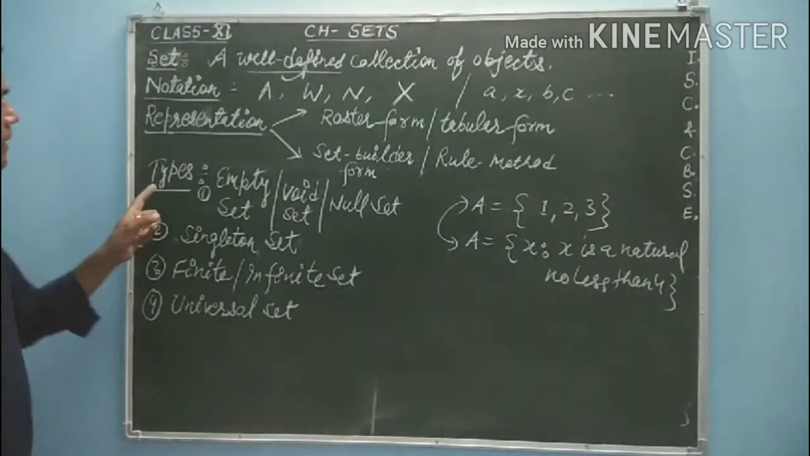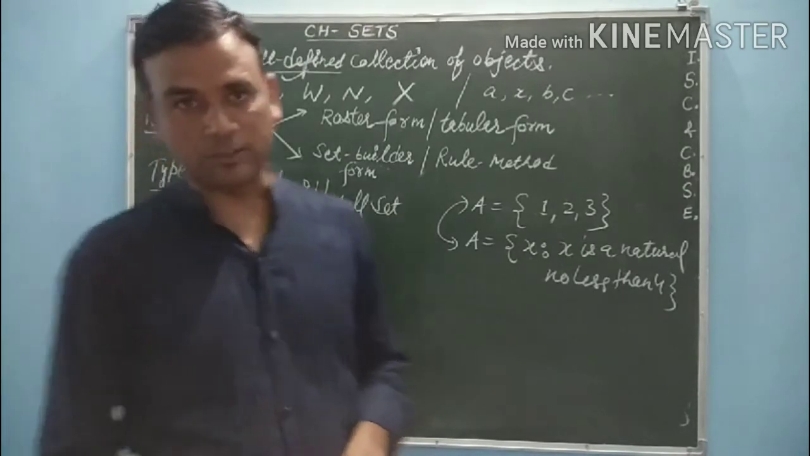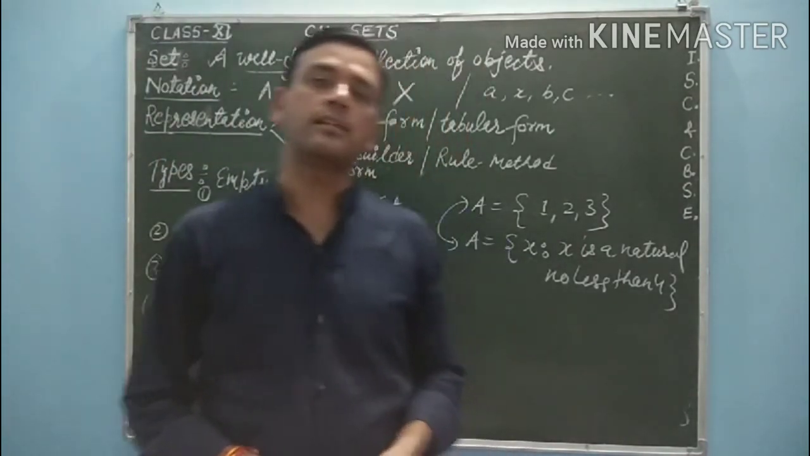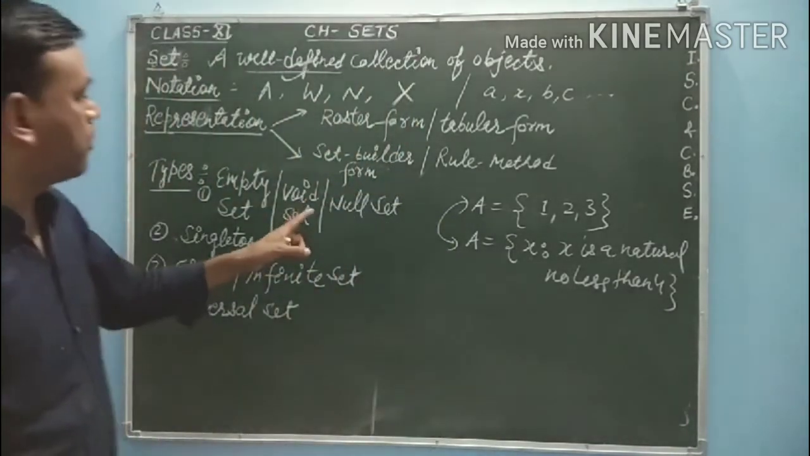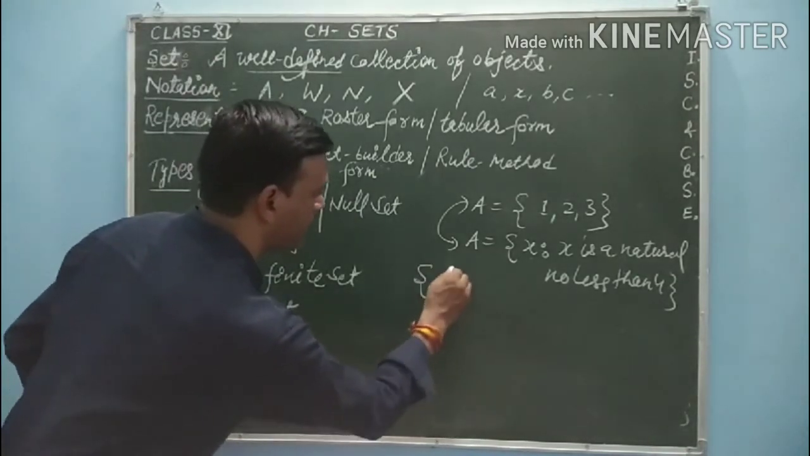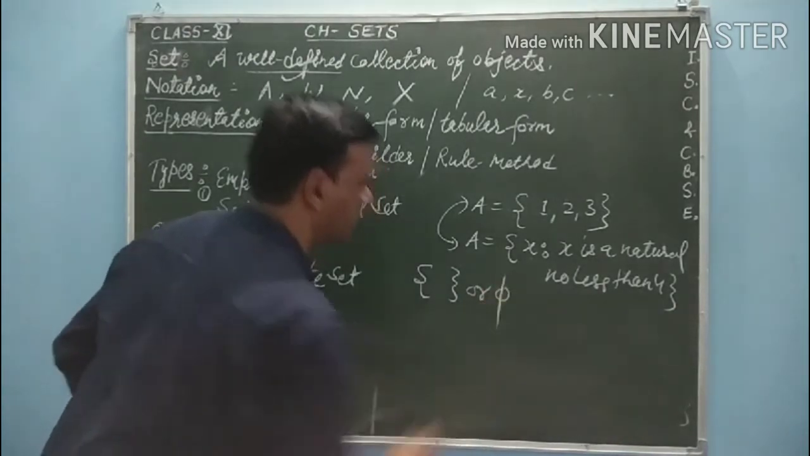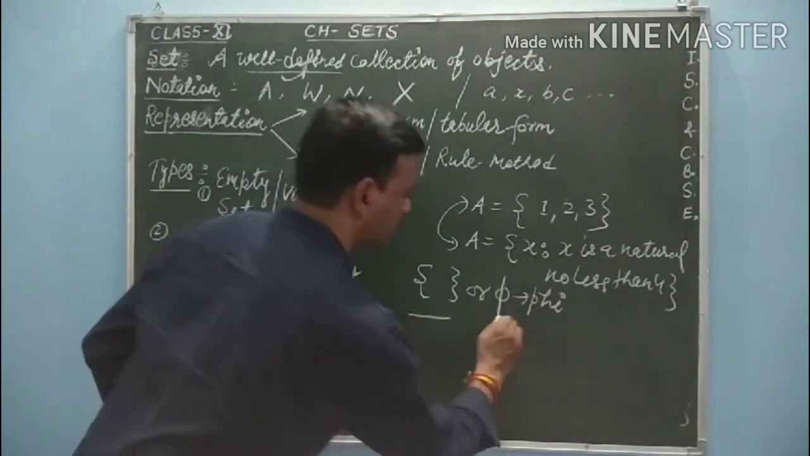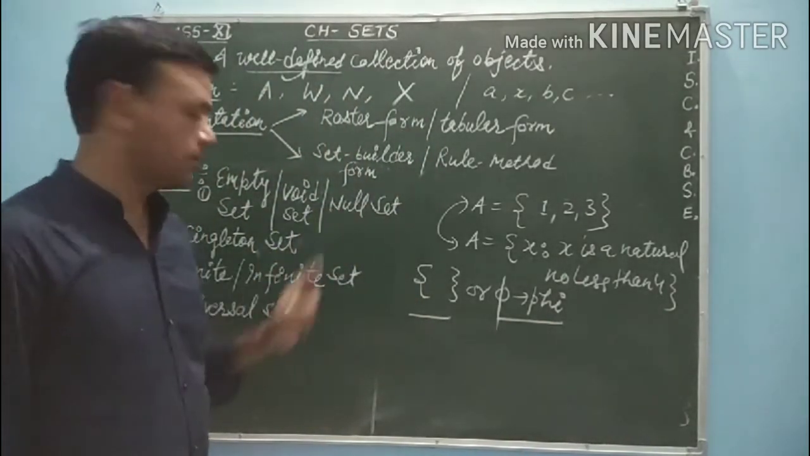Now come to the next point, that is types or kinds of sets. Students, there are different kinds of sets. The first one is the empty set. It means when a set doesn't have any element, that set is an empty set or void set or null set. An empty set is represented by blank curly braces or a mathematical symbol called phi, P-H-I, phi. So this is the representation for the empty set, null set or void set.